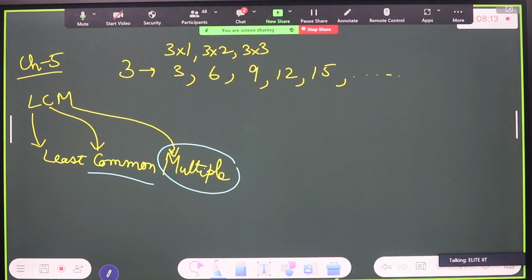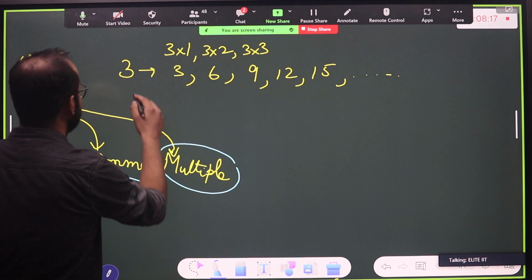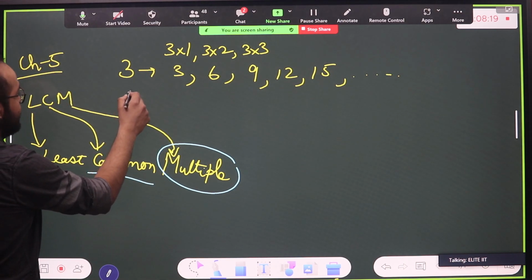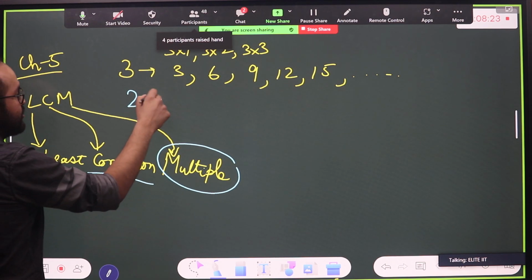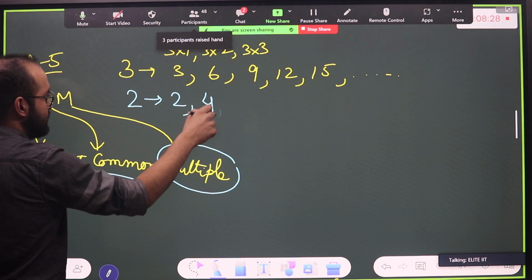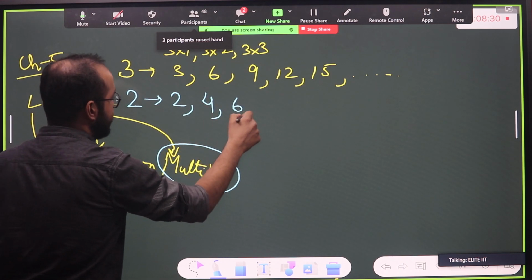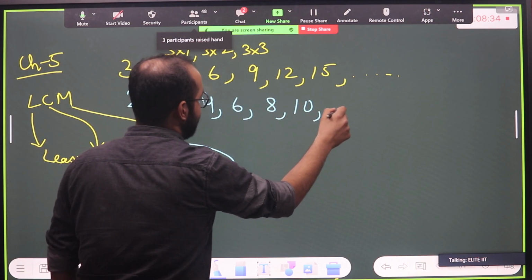For LCM, we'll consider two or more numbers. For example, if I take the number 2, what will be the multiples of 2? 2 into 1? 2 into 2? 4. Yes. 2 into 3? 6. 2 into 4? 8. 2 into 5? 10. And so on.